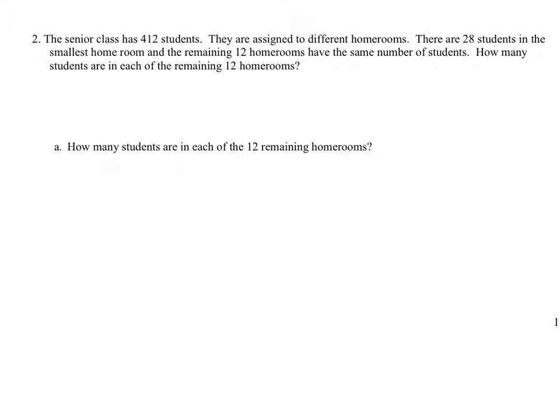All right, number 2. Well, we'll just do every other one, except for some of them we'll do more than every other one. The senior class has 412 students. They're assigned to different homerooms. There are 28 students in the smallest homeroom, and the remaining 12 homerooms have the same number of students. How many students are in each of the remaining 12 homerooms?